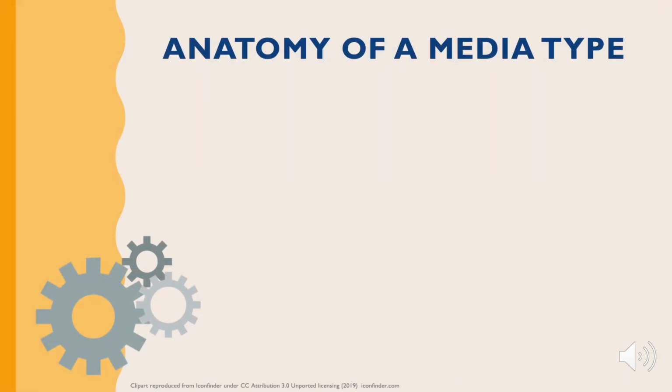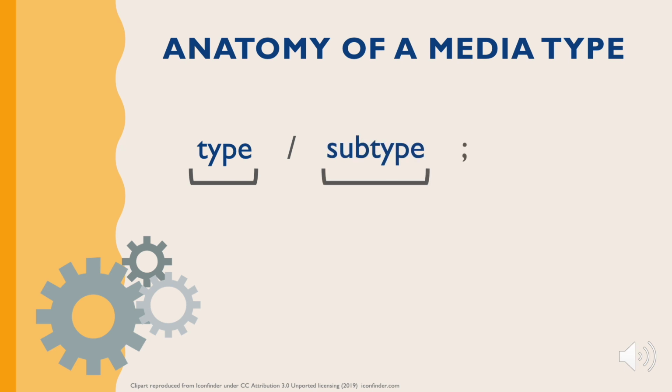There's just one more thing that we need to know. Media types comprise two parts: type, which describes the registered media type, and subtype, which usually describes the file format. They may also contain a parameter value, which describes the character set or other encoding information.